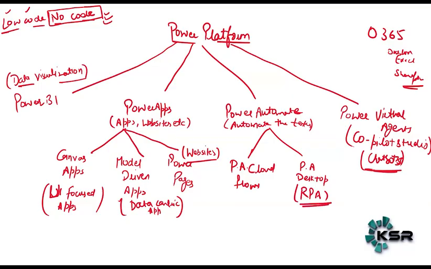So basically, it competes with something in the RPA space. RPA stands for Robotic Process Automation, guys. The core tools which are competing with Power Automate Desktop are Blue Prism, UiPath, and the third one was Automation Anywhere.